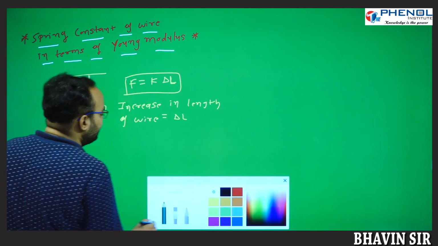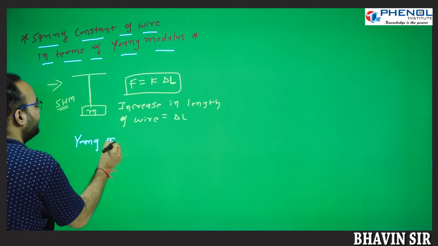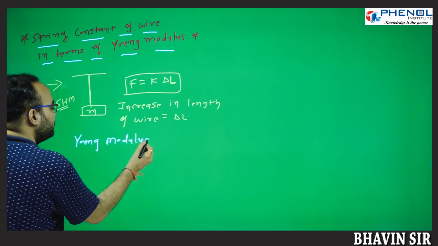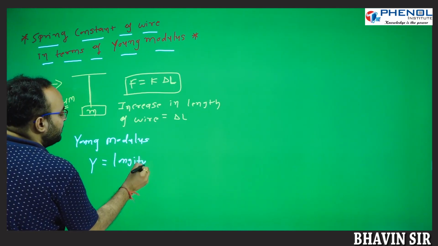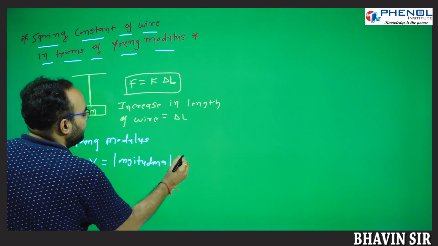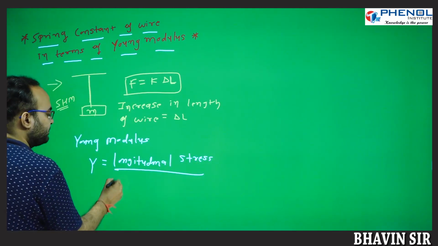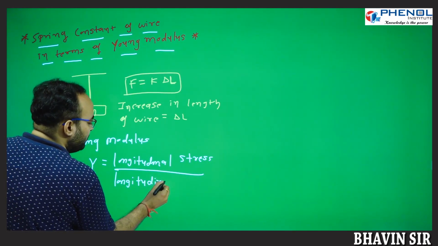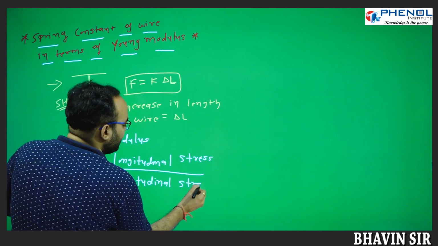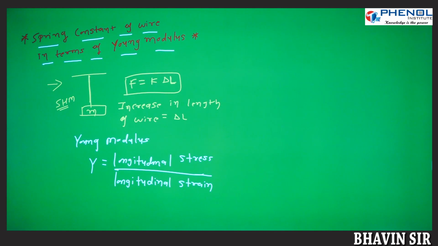Now see students, now we define Young modulus. I think you remember it, but if not, we have to do it. It is a part 2 chapter. So Young modulus means the ratio of longitudinal stress by longitudinal strain. Okay, Young modulus is a ratio of longitudinal stress by longitudinal strain.